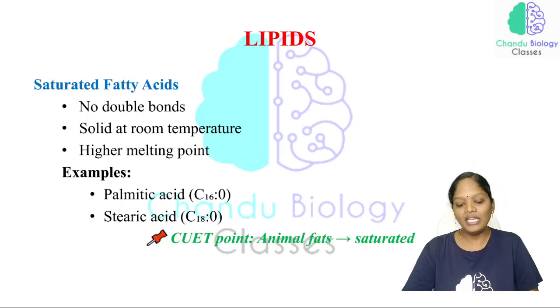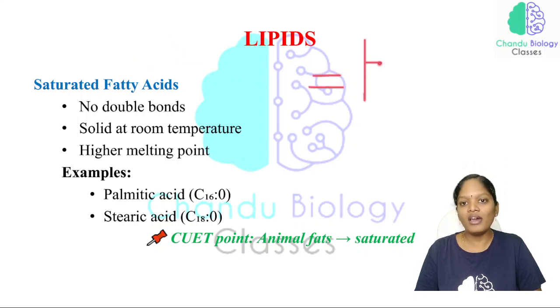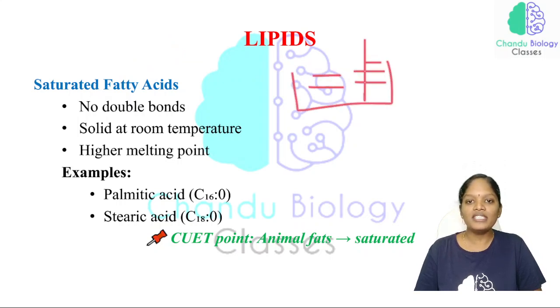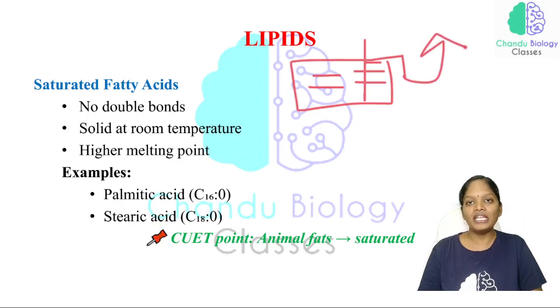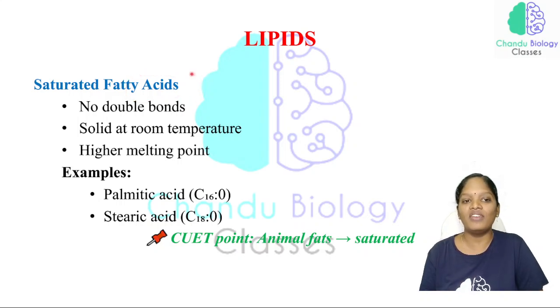Now we have studied two different types of fatty acids: the saturated fatty acids and the unsaturated fatty acids. In saturated fatty acids, we have a single bond. In unsaturated fatty acids, we have a double bond or a triple bond. So double or triple bonds come under the unsaturated fatty acids, and fatty acids which contain only single bonds come under the saturated fatty acids.